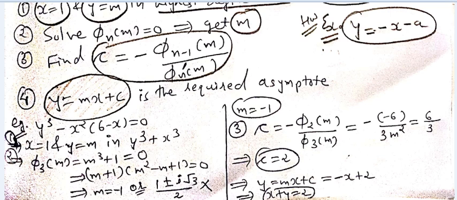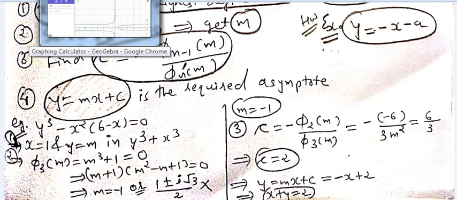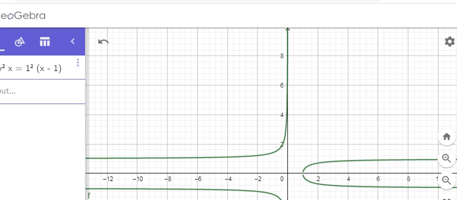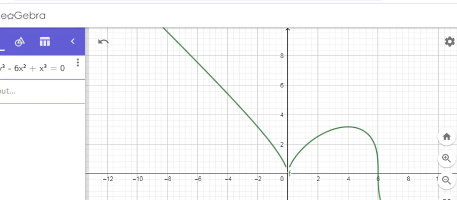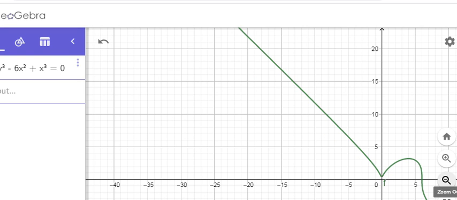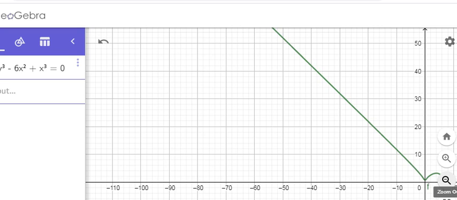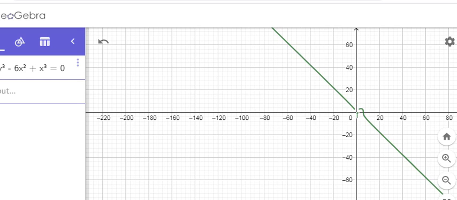You can check it by y cube minus 6x square plus x cube is equal to 0. So x plus y equal to 2 is your oblique asymptote. You can see here, this is the line x plus y equal to 2.